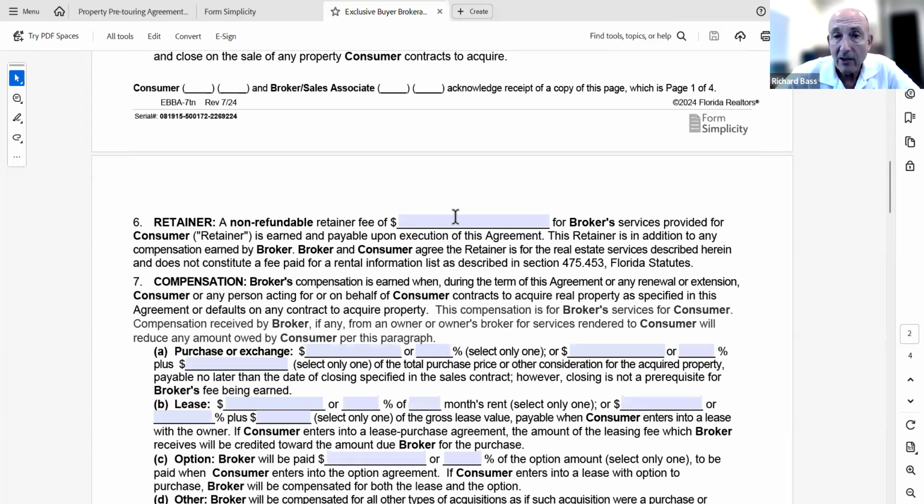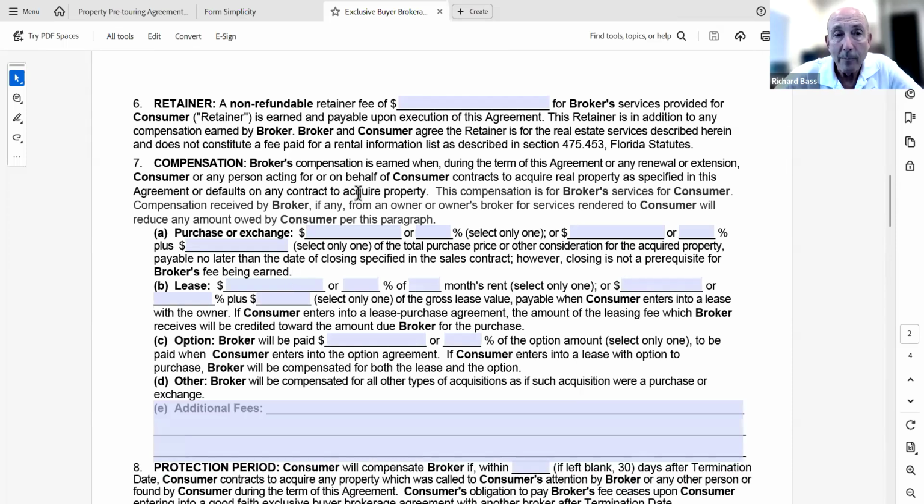Okay. Again, it talks about the retainer. Again, I'm not a believer in it. I would put a 0 in here, but if you do collect a retainer, this is where you put it. And again, it states this retainer is in addition to any compensation earned. Compensation, same as before. You can put in the commission here, or you put in the commission plus your transaction fee in the second boxes.